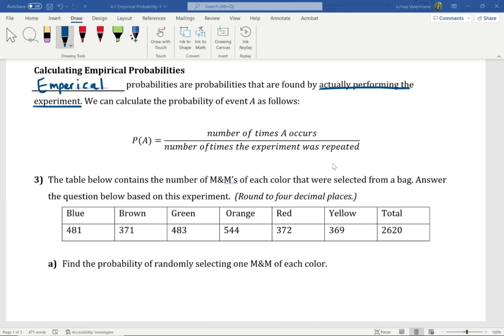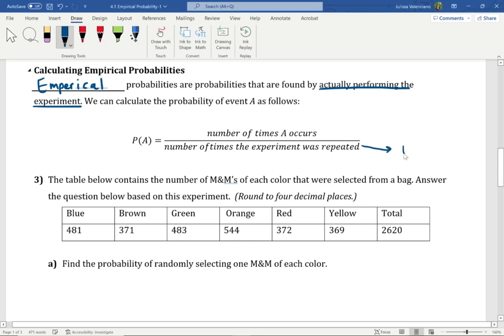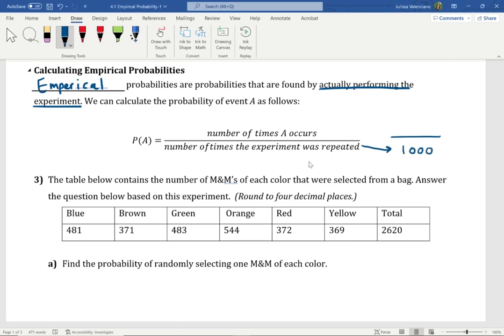For example, let's say that you were rolling a die and you rolled the die 1,000 times. Then here on the denominator, you would have 1,000. That is the number of times the experiment was repeated. And let's say that out of those 1,000 times, you rolled a 6, 180 times. So the empirical probability of rolling a 6 would be 180, which is the number of times we saw a 6 being rolled, divided by the number of times that the experiment was repeated, which is 1,000. Okay, so that is how we calculate empirical probabilities.